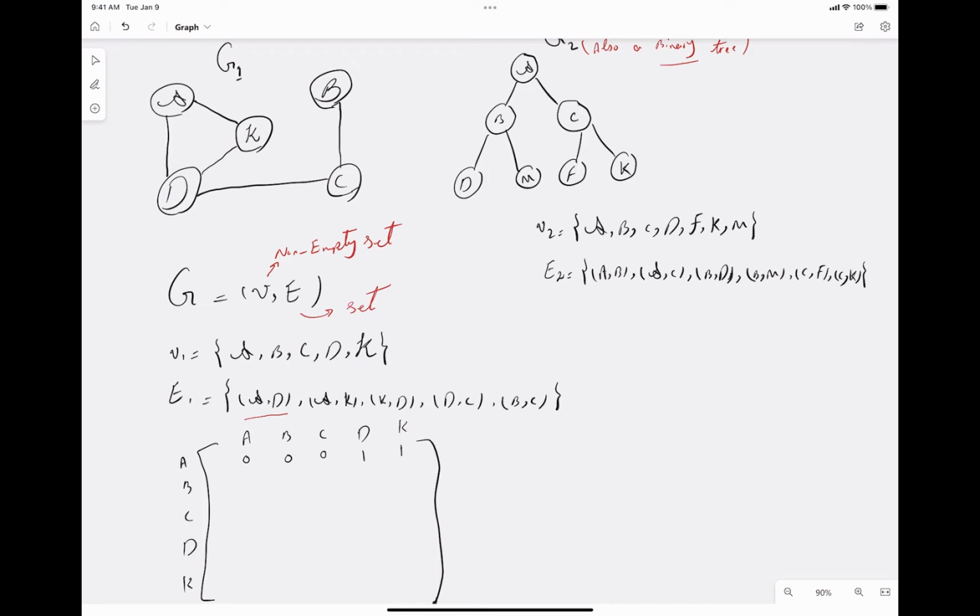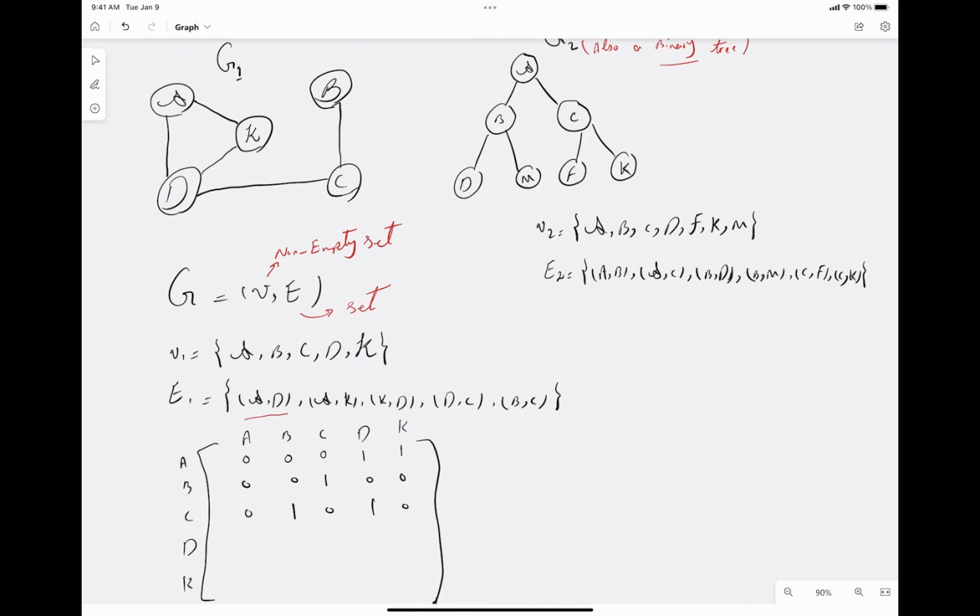The node B is only connected to the node C, so it's going to be only one 1 here, and every other entry will be 0. The node C is connected to nodes B and D, so here 1 and 1, and the rest of the entries will be 0.